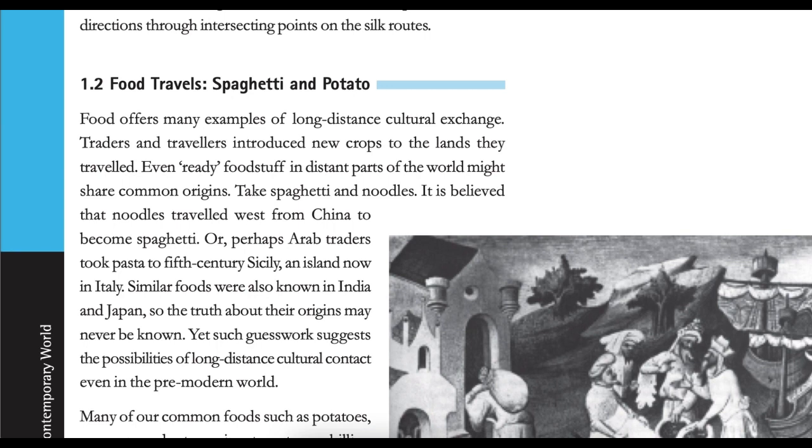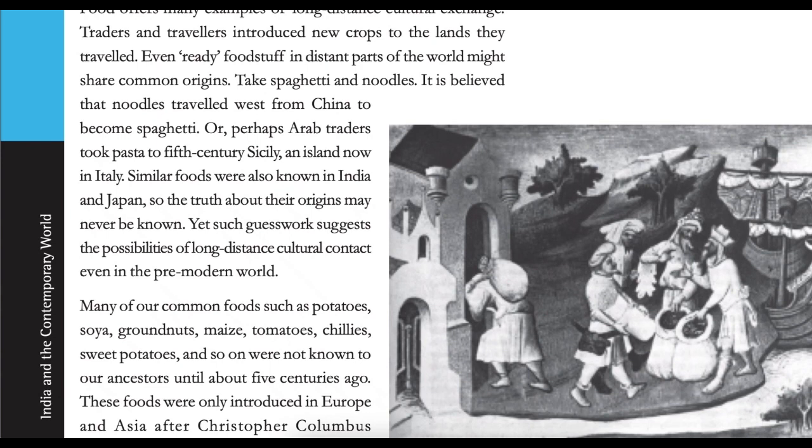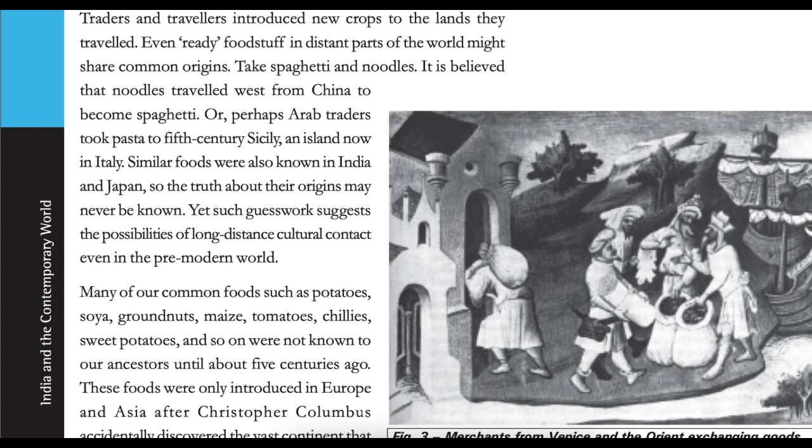Take spaghetti and noodles. It is believed that noodles traveled west from China to become spaghetti. Or perhaps Arab traders took pasta to 5th century Sicily, an island now in Italy. Similar foods were also known in India and Japan, so the truth about their origins may never be known. Yet, such guesswork suggests the possibilities of long-distance cultural contact even in the pre-modern world.